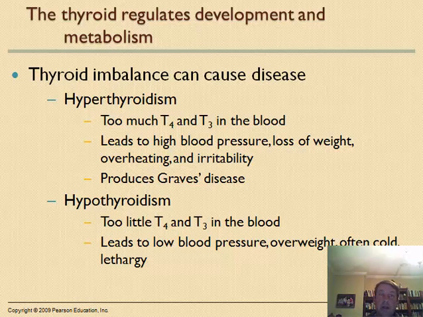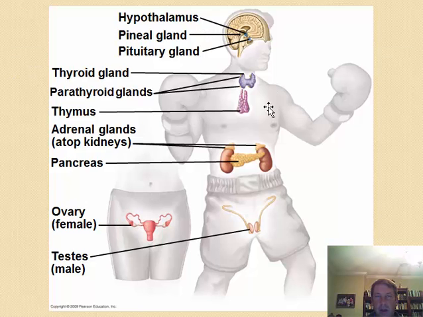A goiter is when this gland swells up, and so this gland can become imbalanced, nutritionally imbalanced, and the gland can swell up. This is the location of the thyroid right here on the neck region, and when it swells up, it can form a goiter.